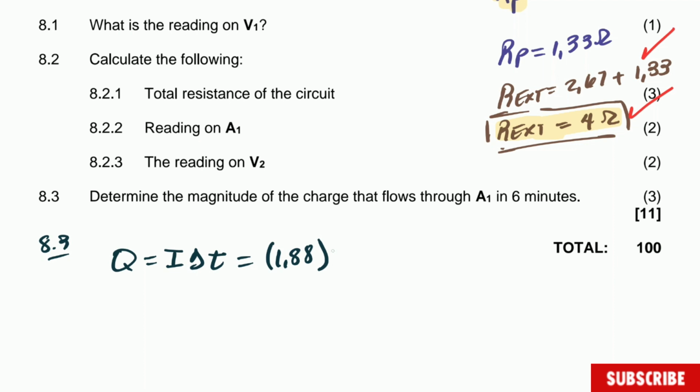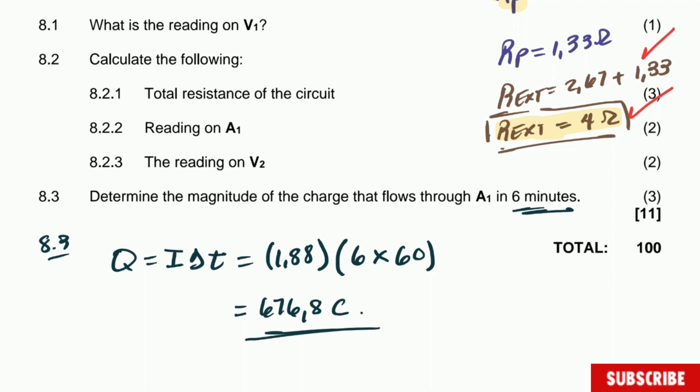1,88 multiplied by the time, which is given in minutes, no good, we have to convert. So I'm going to do it in the substitution. I'm going to say 6 times 60 because 1 minute has 60 seconds, it must be in seconds. And it's very easy, you will get that the charge is equal to 676.8 coulombs. We are done. So this one is the final answer here. And yes, marking wise, 1 mark for the formula, 1 for the substitution, 1 for the answer.